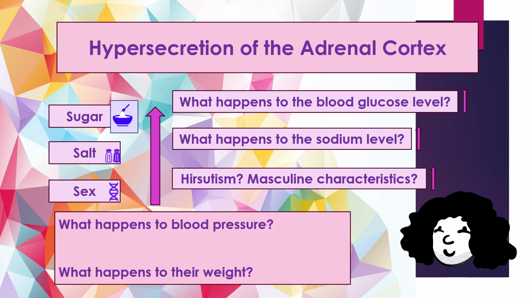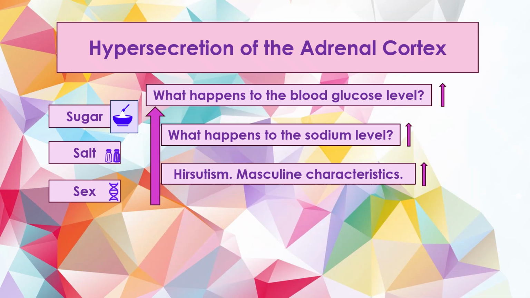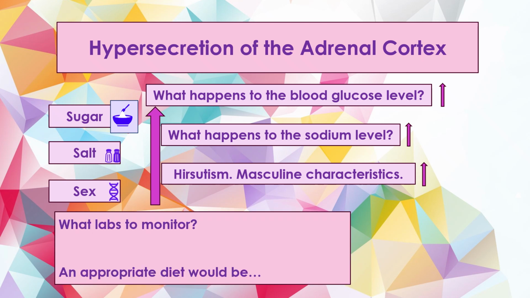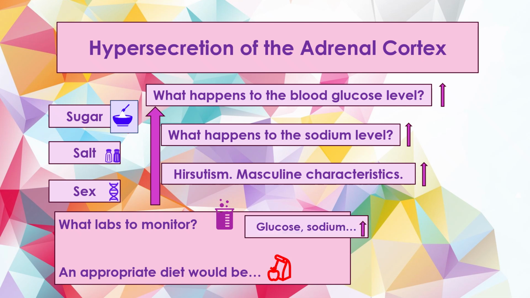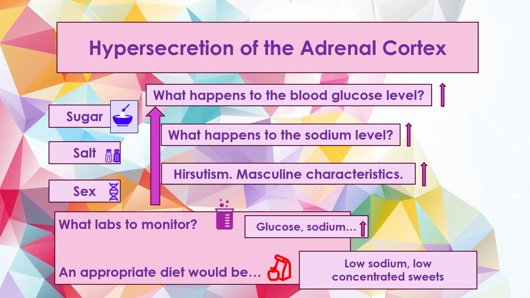What would happen to the blood pressure if you're holding on to more sodium and water? It's going to go up. What's going to happen to your weight if you're holding on to more glucocorticoids and more mineralocorticoids to make you hold sodium? It's going to go up. With hypersecretion of the adrenal cortex, more glucocorticoids, more mineralocorticoids, more sex hormones, what labs would we monitor? Well, we would probably want to monitor glucose, sodium level. An appropriate diet would be, how about low sodium, low concentrated sweets?